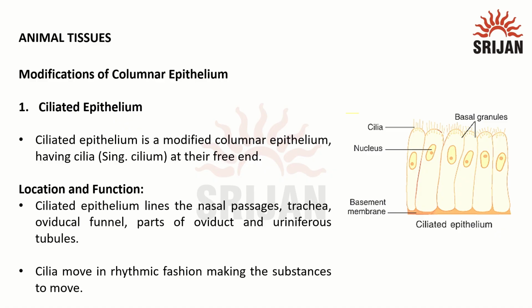Next we have the modifications of columnar epithelium based on the presence of structures on the free surface. There are three modifications. One is the ciliated epithelium. So here we can see small hair-like structures on the free surface. So this helps in movement of materials. It is located in the lining of nasal passage, trachea, oviducal funnel and parts of oviduct and uriniferous tubules. So basically, the cilia move back and forth to push these materials in a particular direction. So cilia move in a rhythmic fashion to make sure substances move in a particular direction.